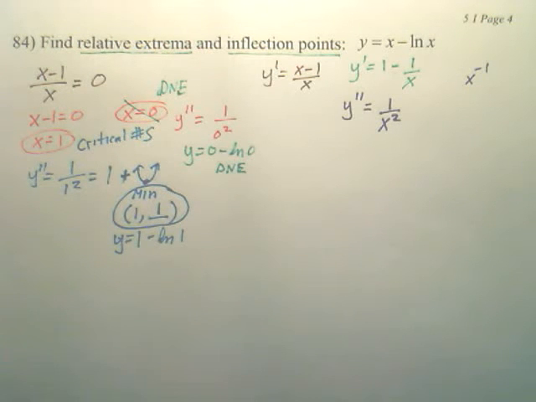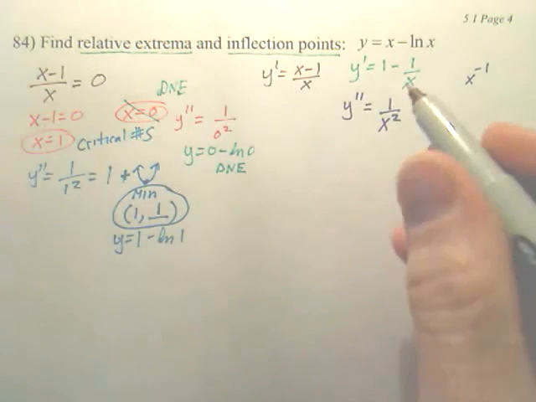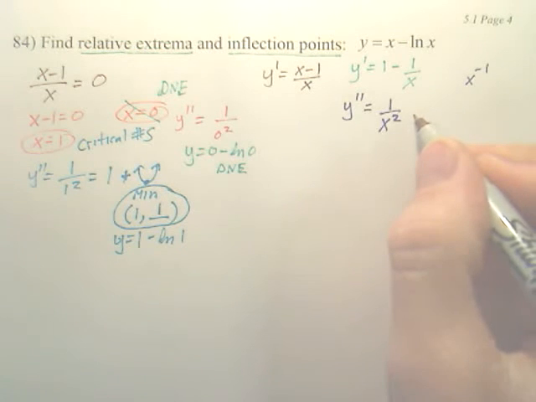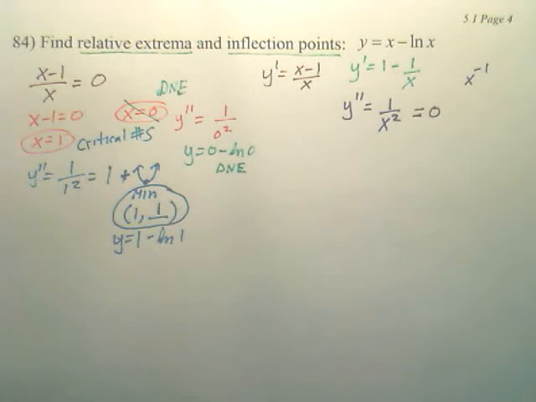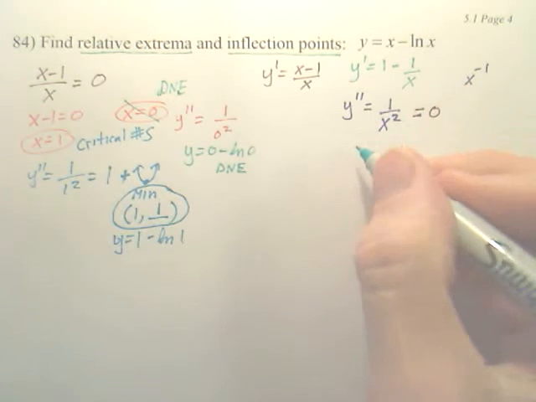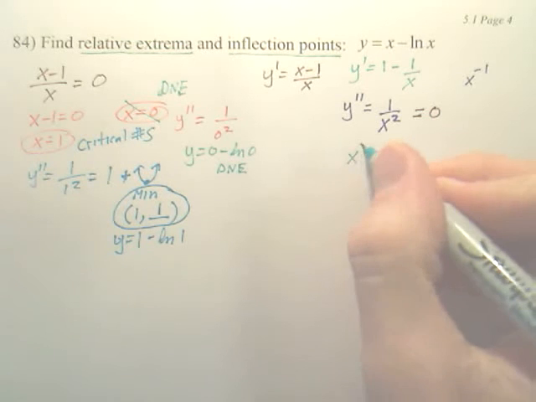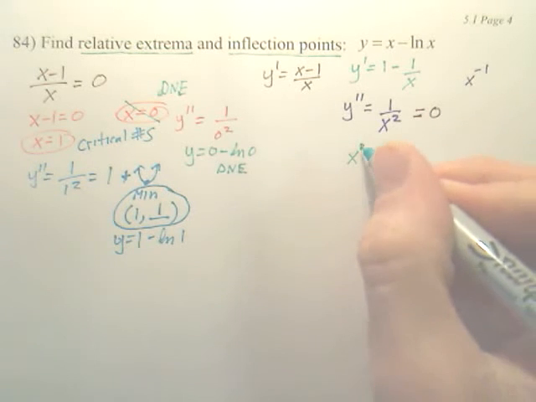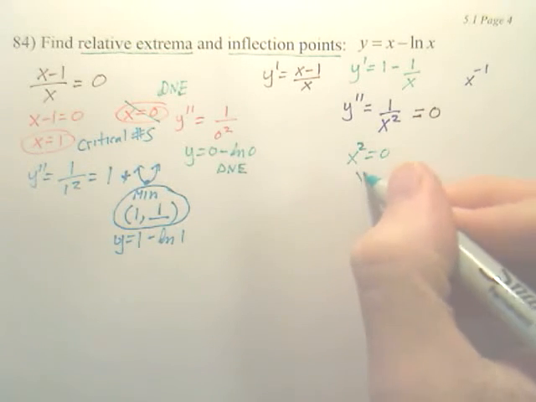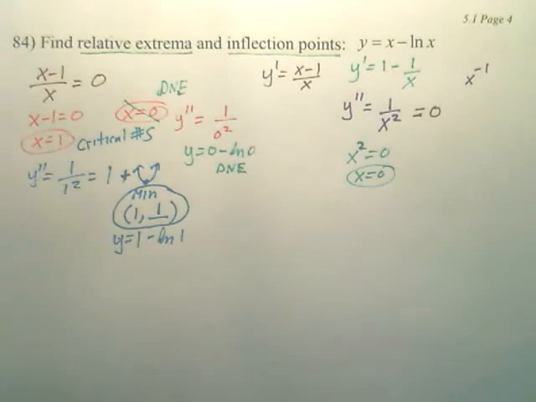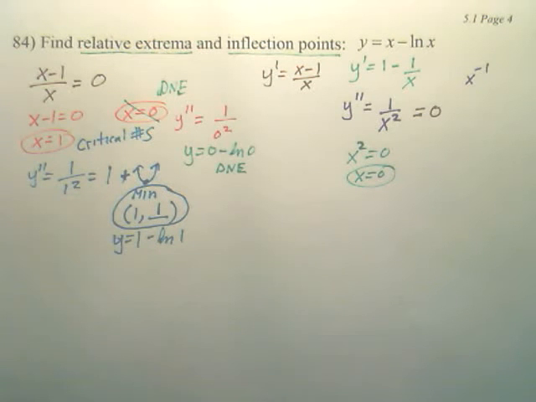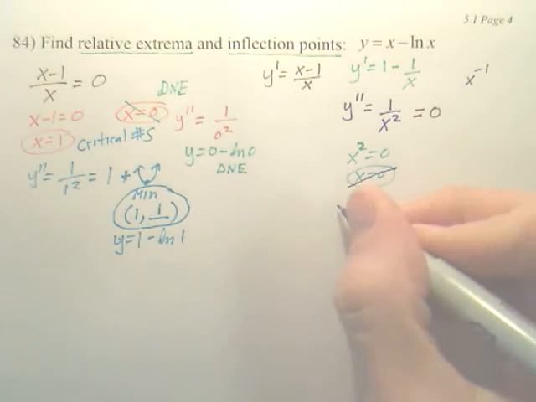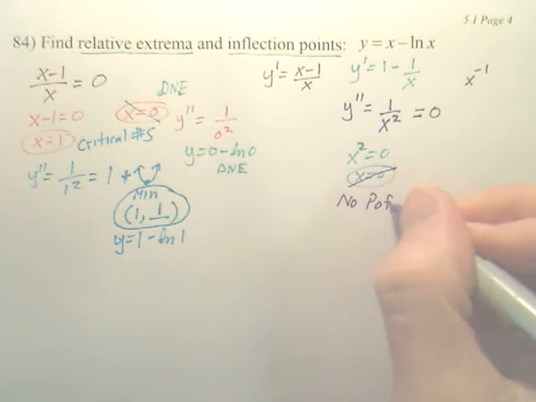Now, how do we find a point of inflection? We take the second derivative and set it equal to 0. So where does that equal 0? When does x squared equal 0? When x equals 0. Okay, so this is a possible point of inflection. Does 0 work? No. That does not exist. So there are no points of inflection.